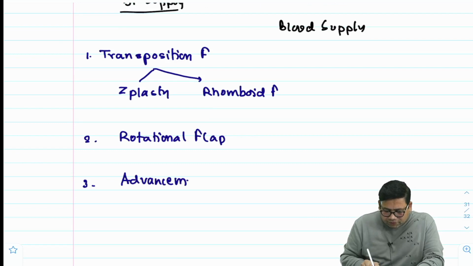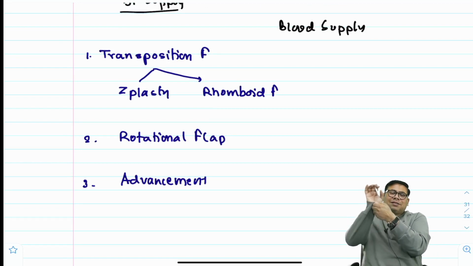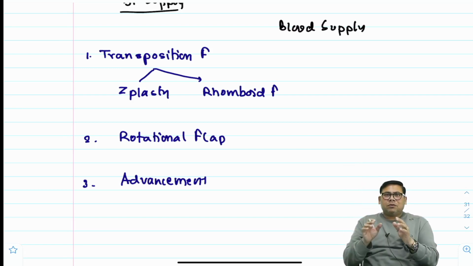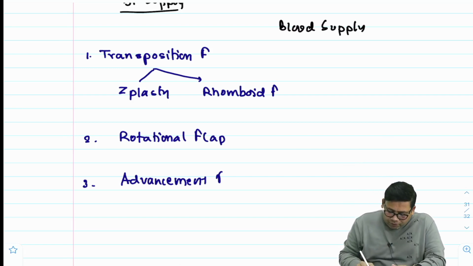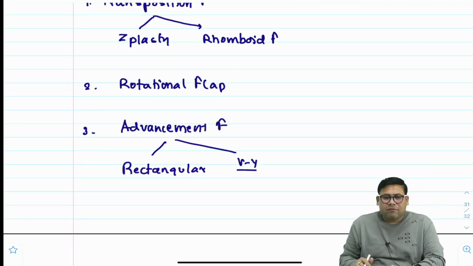What is an advancement flap, students? Imagine there's a wound here, and I want to cover this. So I will advance the skin over this defect. Can you see? There's a wound here, I will advance the skin. So this is sliding of the skin over the wound. Based upon the shape, we can have a rectangular advancement flap, or a VY advancement flap, two types.